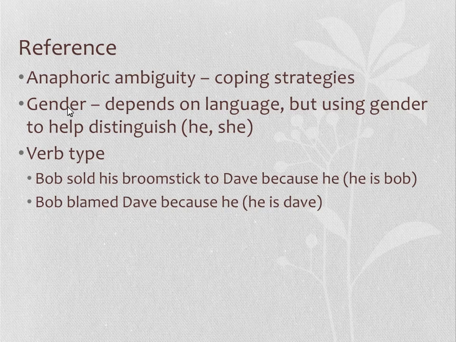Bob blamed Dave because he, and in this sense, he would be Dave, because what you're doing now is disambiguating why the blame. And so it depends on the verb what you're matching the anaphor to.